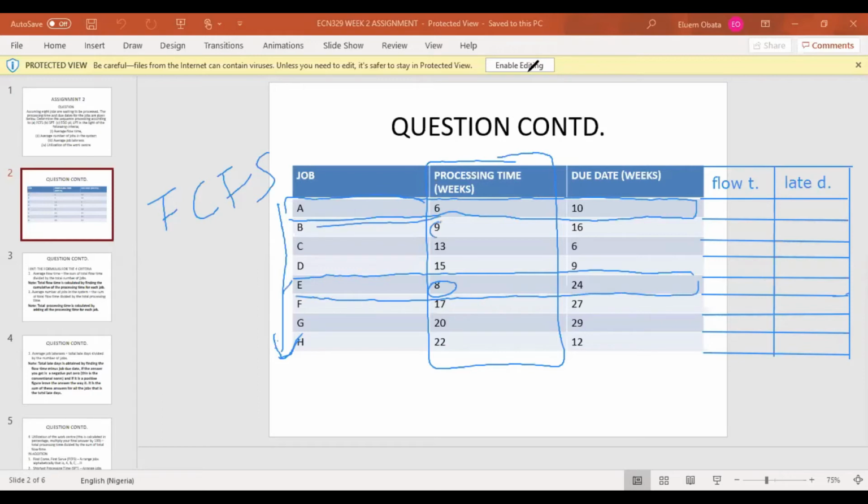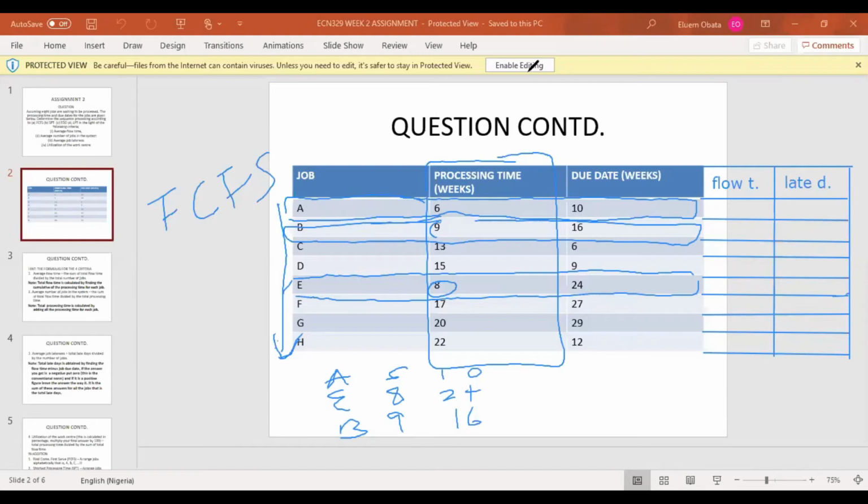Then B with 9 will become number 3 on the table. So the entire row of B will move to number 3. E will become number 2, the second row. So the arrangement would go A, 6, E is 8, B is 9, 10, for E, that's 24, and for B, that's 16. So the whole row moves, and then we'll still calculate our flow time and our late days.